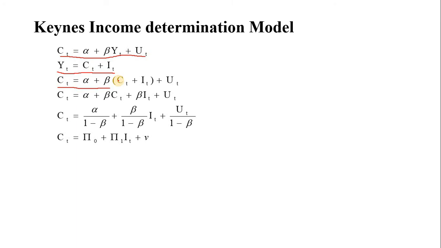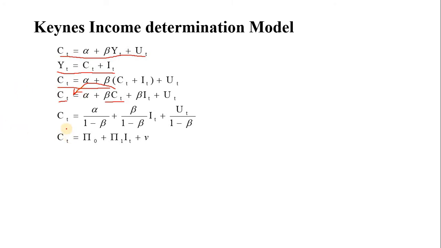The value of yt is nothing but Ct + it. So Ct = alpha + beta (Ct + it) + ut. Now you multiply beta with Ct and beta with it, so beta Ct + beta it + ut. Now you look at the equation. This is Ct, this is beta Ct. You bring this beta Ct to the left side. So what will be the equation? Ct - beta Ct = alpha + beta it + ut.